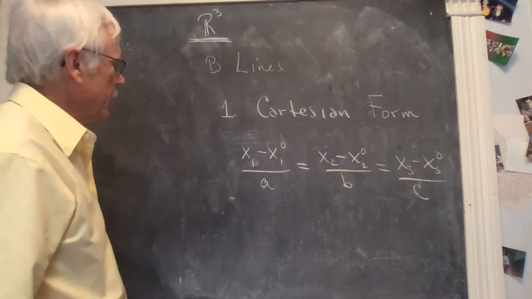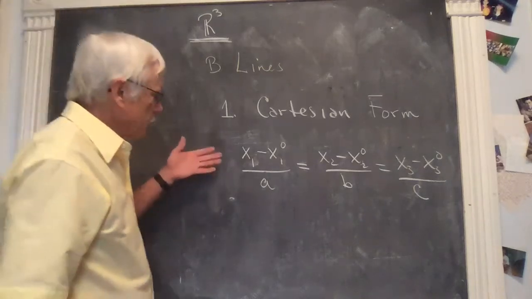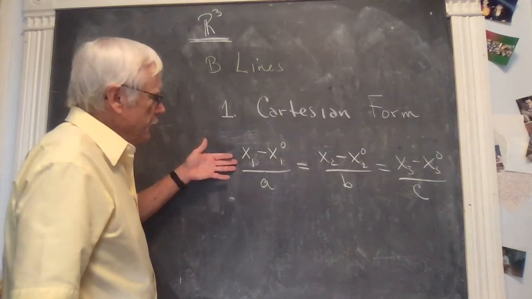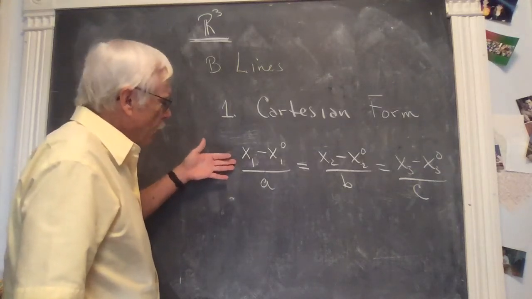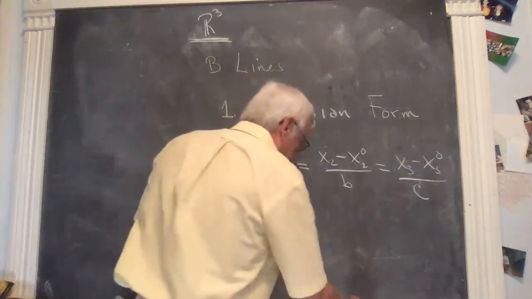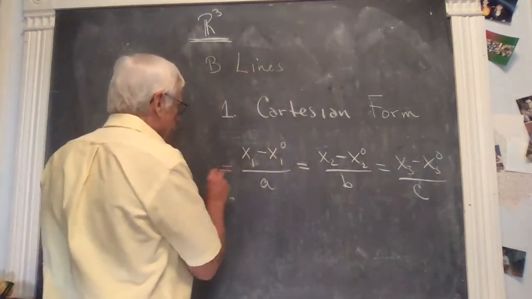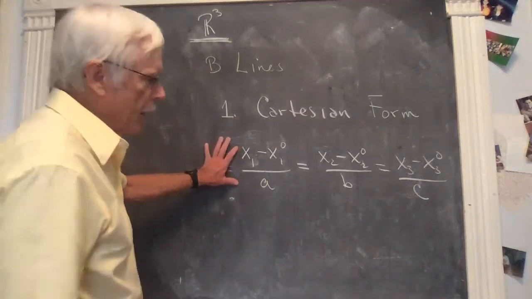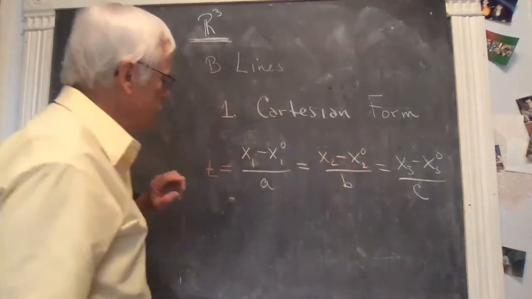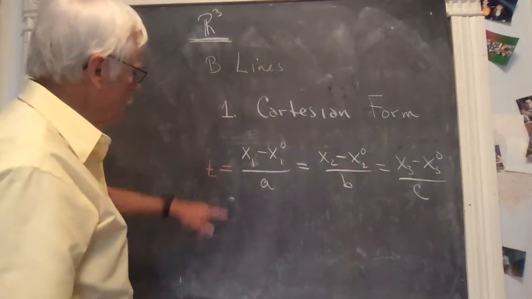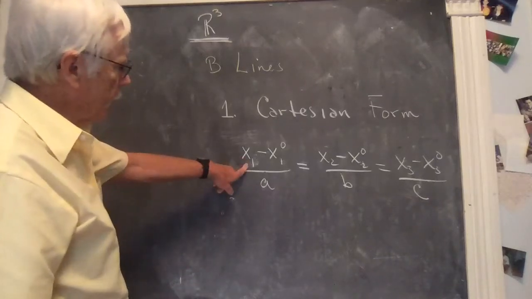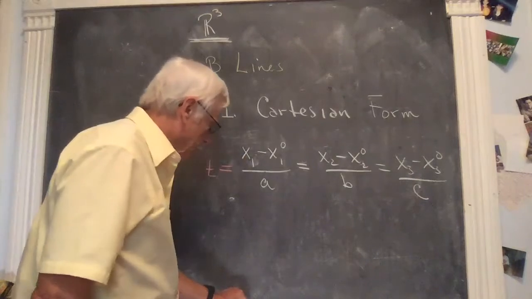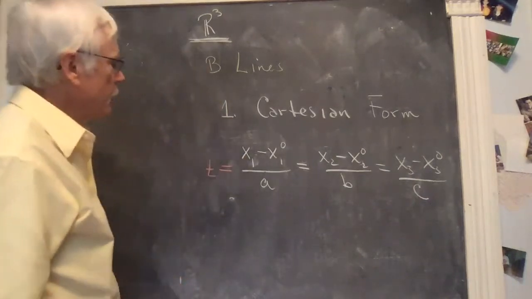So on Monday we'll talk about how to go between the Cartesian form and the parametric form and vice versa. The basic idea is set this value, this doesn't have to be a specific value, these only have to be equal. So set this value equal to the parameter t and solve for x1, x2, x3. And that will give you the parametric form. So there is a link between these.